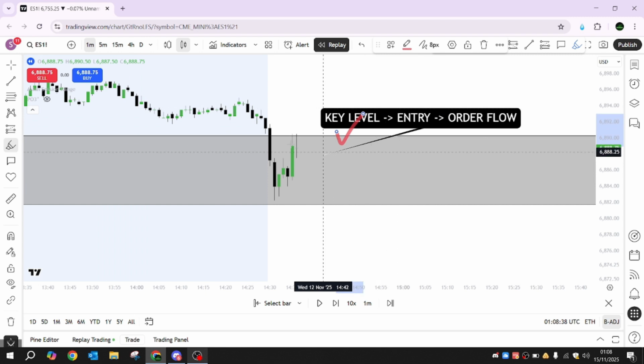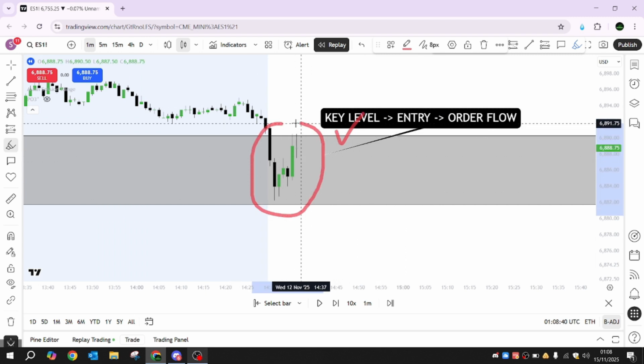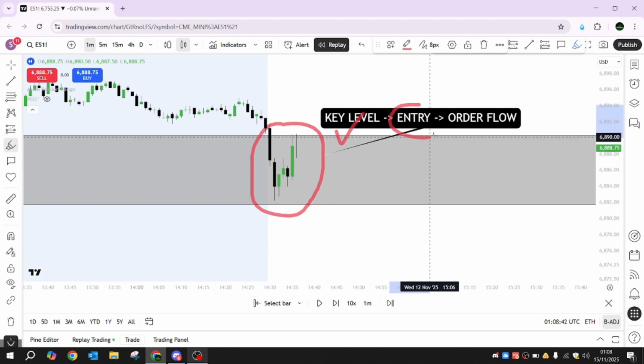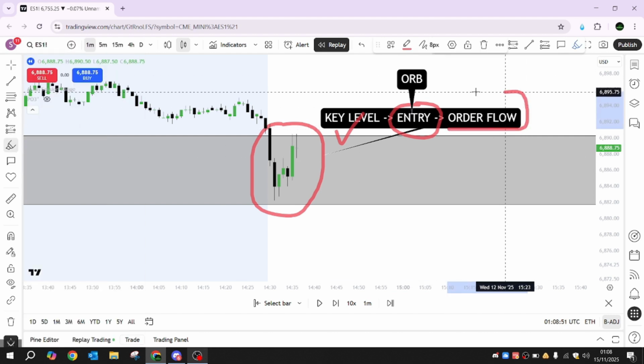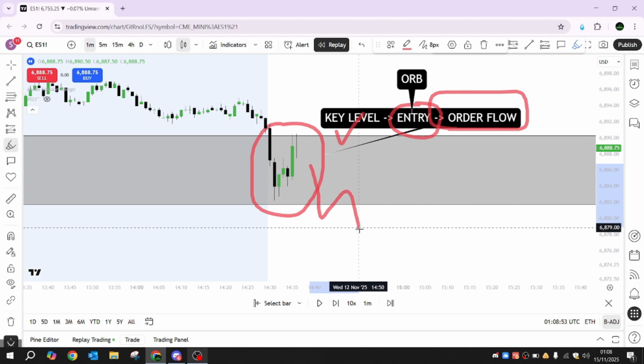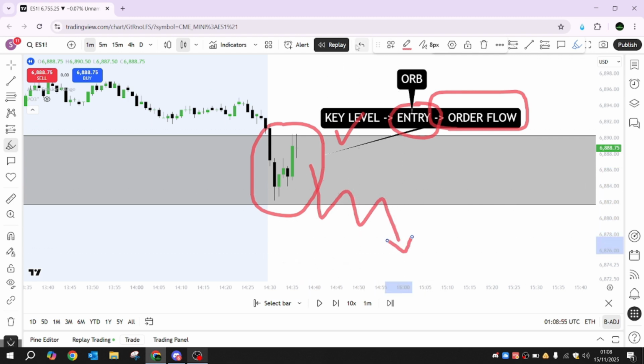This is a 15-minute fair value gap. We have an entry over here, and this is where we use ORB. This is where the ORB comes in. Opening range breakout. And the last thing we're going to do is we're going to focus on order flow, right? So we're going to understand why this level gave a short.